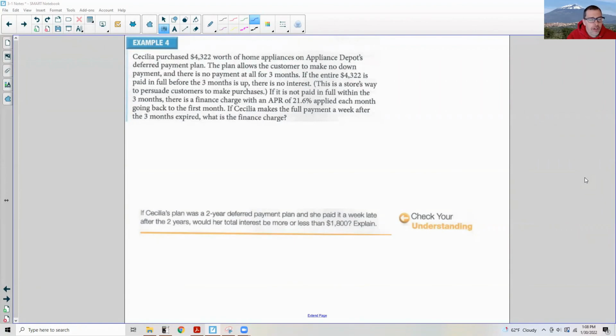Cecilia purchased $4,322 worth of home appliances on Appliance Depot's deferred payment plan. The plan allows the customer to make no down payments. Let's highlight some of this. No down payment required, purchasing $4,322 worth of home appliances, and there is no payment at all for 3 months.